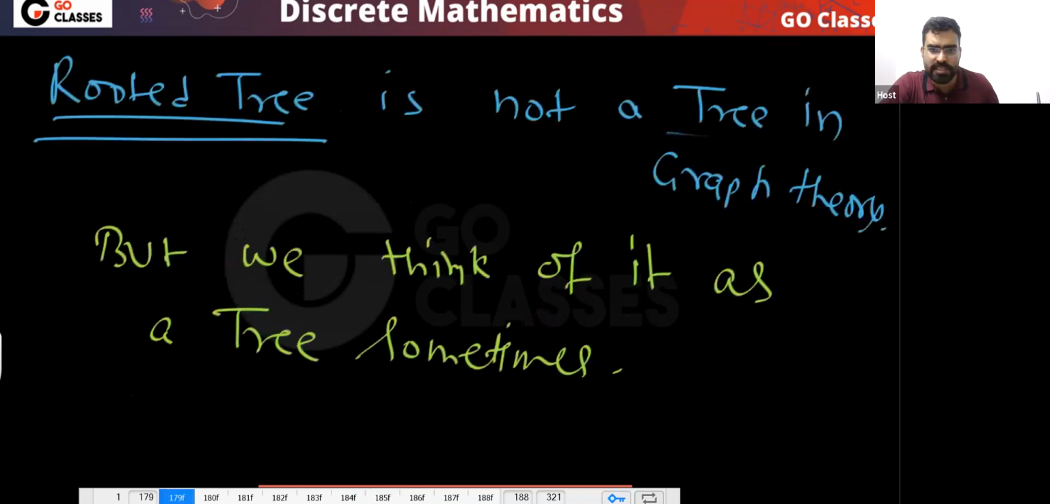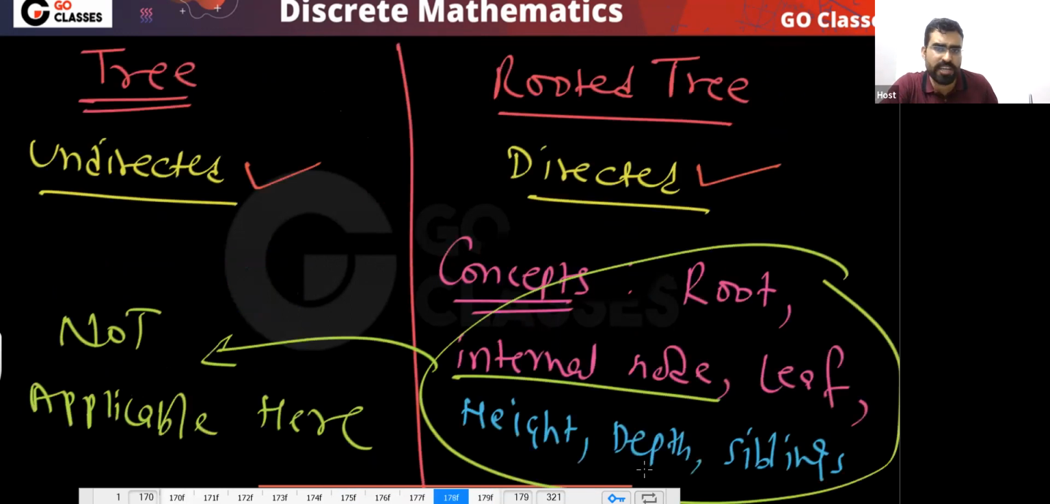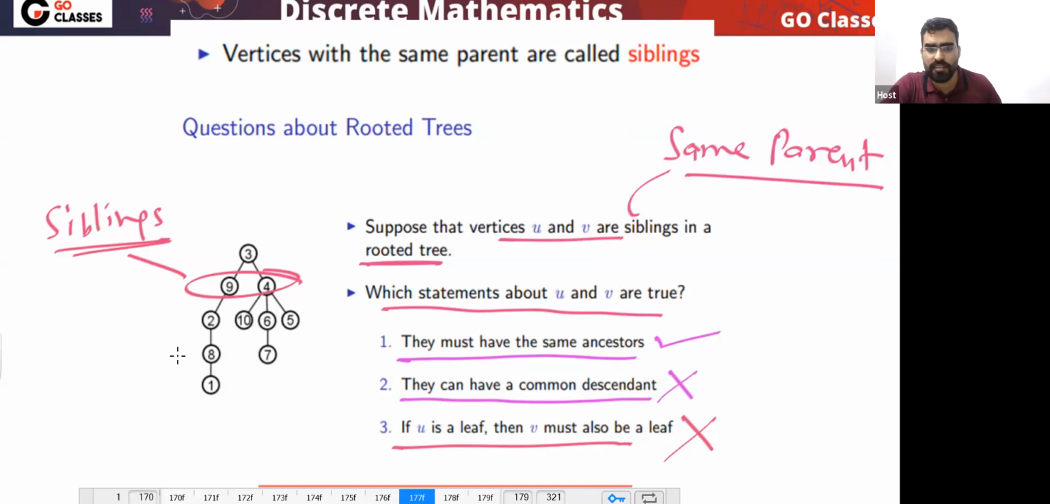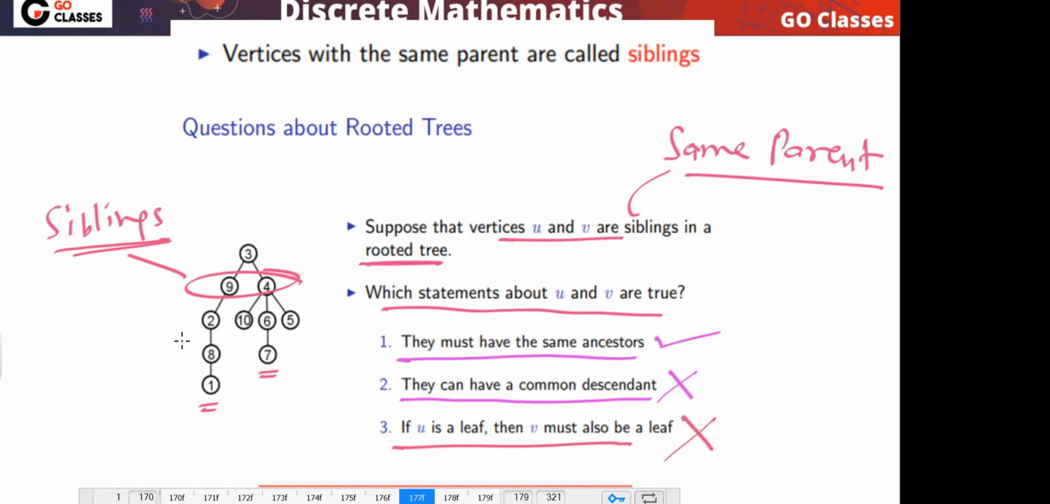No, but that question is saying that if U is leaf, then V must be leaf. It is not mandatory. No, sir. I am talking about the second question. They can have a common descendant, and I am considering the case where U and V are the leaf nodes. No, but they don't have a common descendant. For example, 1, 7, they don't have common descendant. There is no descendant of 1, there is no descendant of 7. Okay, sir, I got it now. I considered like if they have 5 in both the cases. No, no, no. Okay.